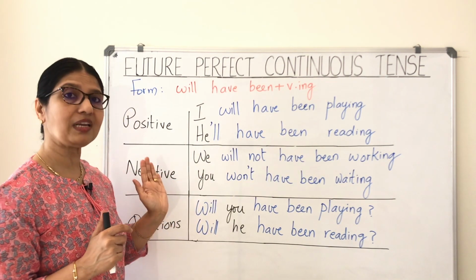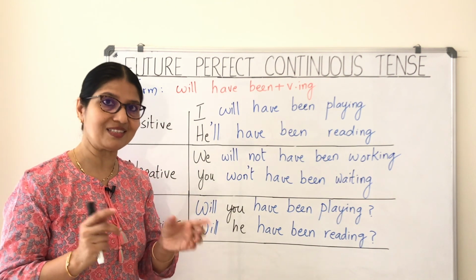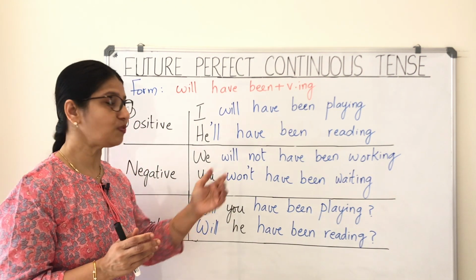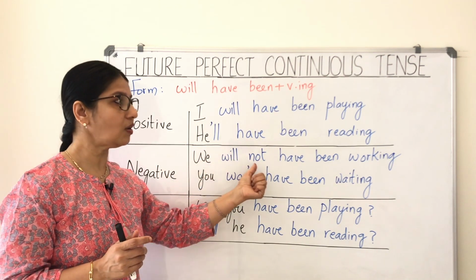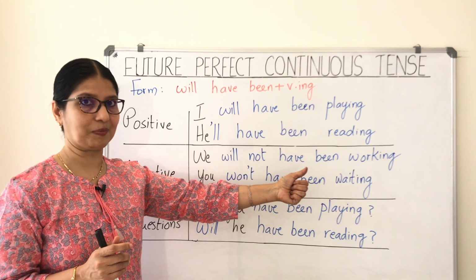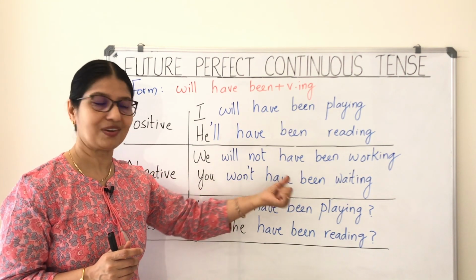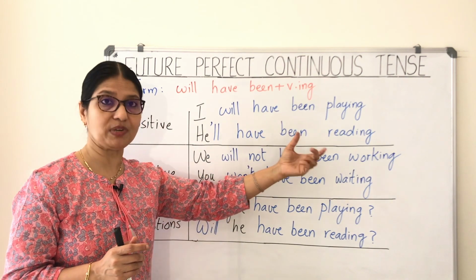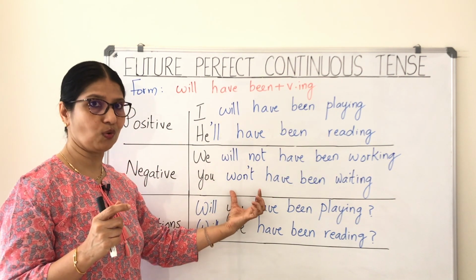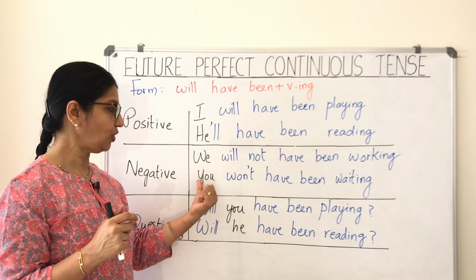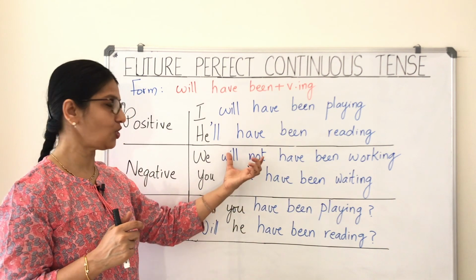Now, moving on to the negative, you just have to use the word not to make a sentence negative. But a question is where you use this word, and here the answer is we will not have been working. So you put not in between will and have. We will not have been working. You know that can be contracted into won't. That's what I've done here. You won't have been waiting. So this is the shortened form.